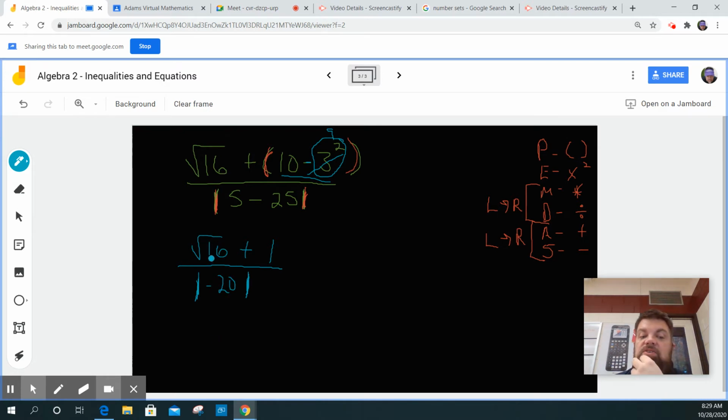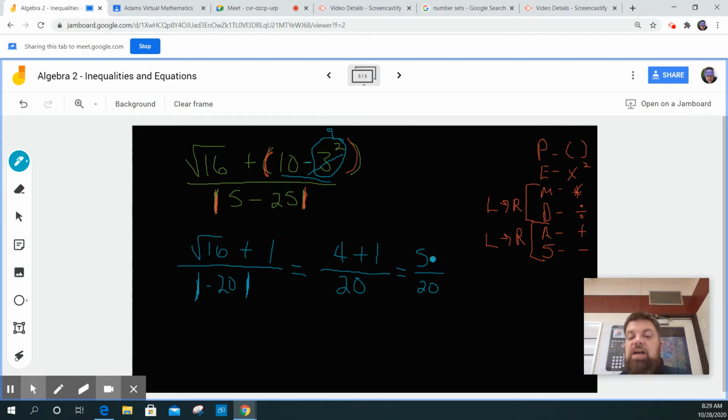Well, I know that the square root of 16 is 4 or negative 4, but we're just going to focus on the principal root here. So the next line would be 4 plus 1. And then the absolute value of negative 20 is actually a positive 20. Then I'm going to add 4 plus 1, and that would give me 5 over 20. Now, the last thing I need to do is simplify this.